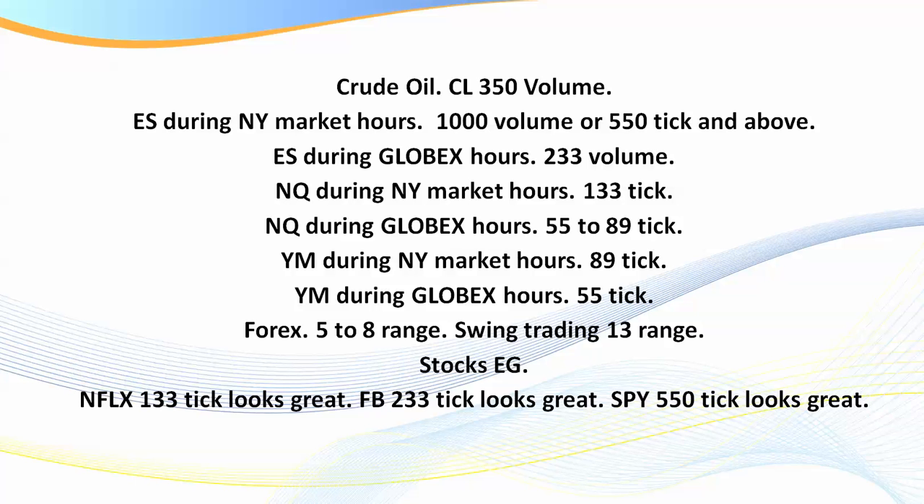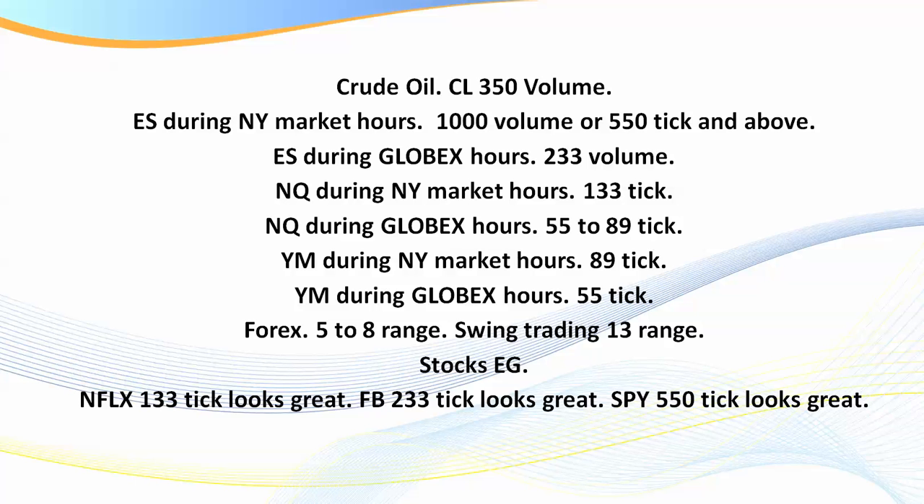Once the New York market closes and Globex opens, 55 to 89, I generally find around the 55 probably works really well. On the NQ, you've got much lower volume and it's a much slower market, so that's why you see, traders, the drop down. So 1000 volume down to 233, 133 on the NQ down to 55, because the volume really dries up, so it's much smaller volume.